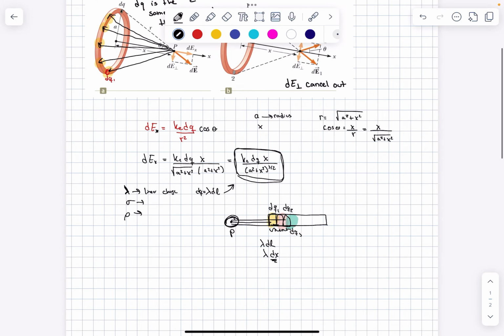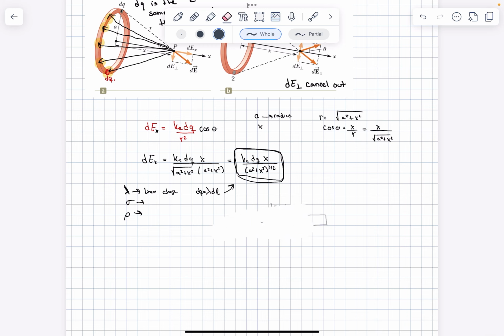In the next video, I will be solving it with the lambda dl method. So if you are curious as to how to solve it that way, I do recommend looking at that.